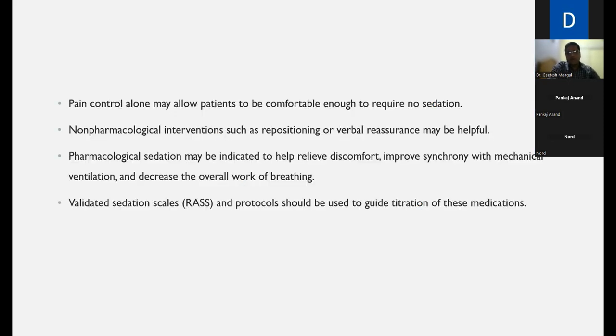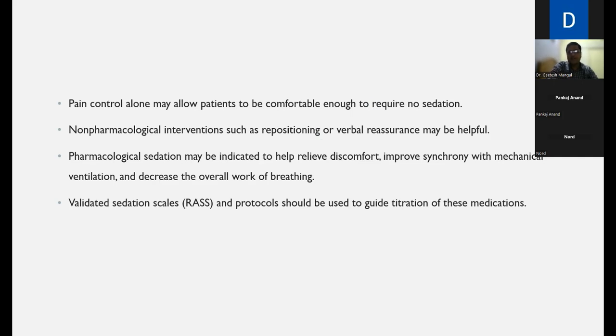So pain control alone may allow patients to be comfortable enough to require no sedation. So usually we have the PAD bundle, which is pain, anxiety, and delirium, and how a patient has to be addressed. These three things have to be addressed in a patient in sequential order. Non-pharmacological interventions are also important. Simple interventions like repositioning or verbal assurance may be comforting to the patient.